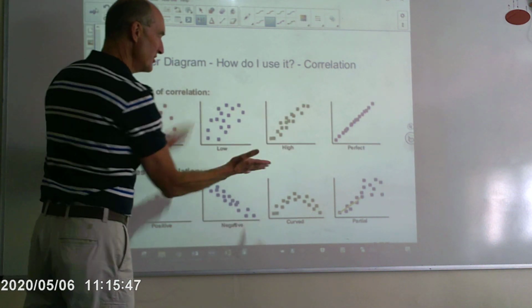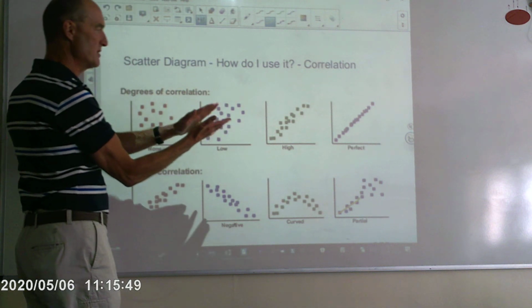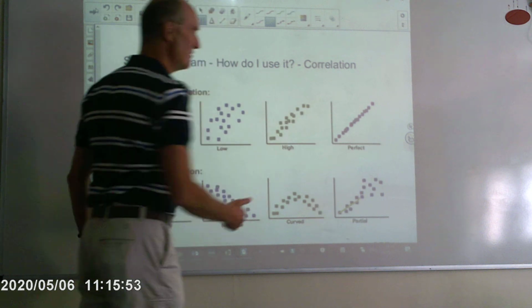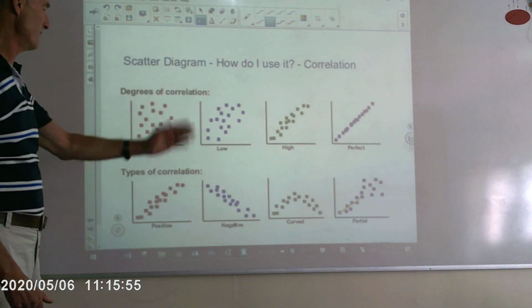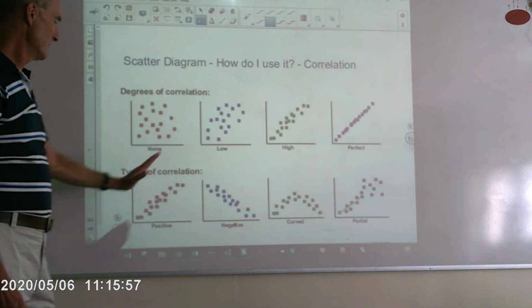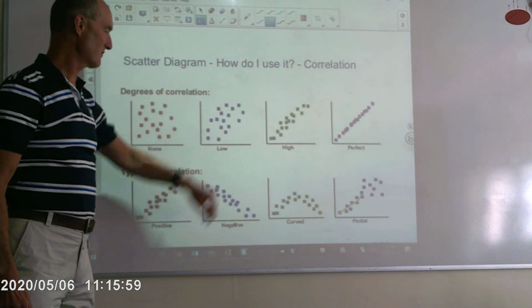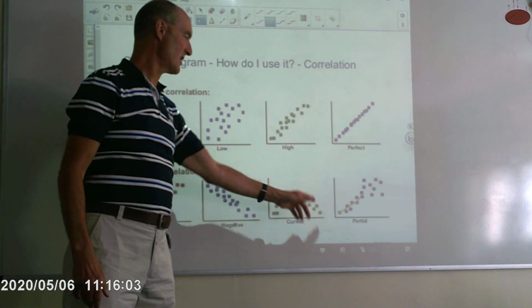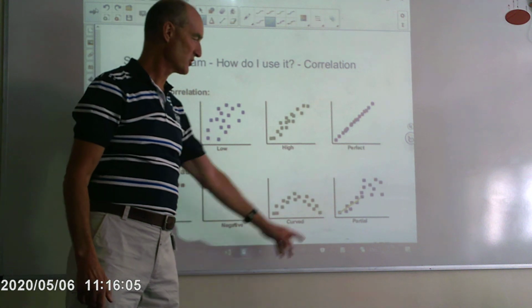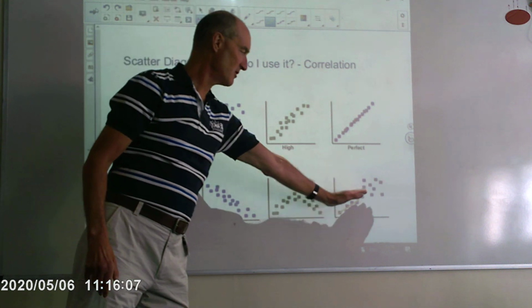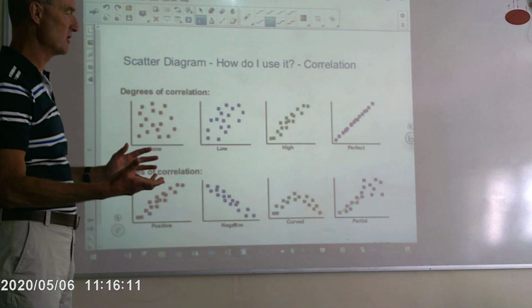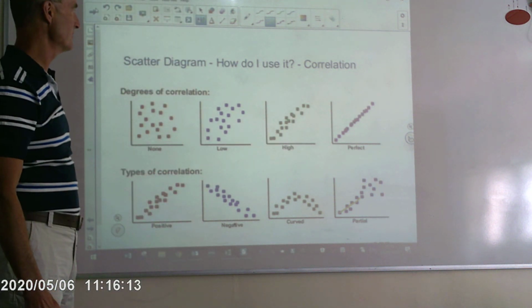High correlation is starting to get closer together, those points, still positive. And these, you can actually draw a straight line there, so it's a perfect correlation, a perfect positive correlation. Positive correlation, negative correlation. Curved correlation, you shouldn't really see that in examples that you're going to come across, and a partial correlation where it started off as a straight line and then it's scattered out and you can't draw a line of best fit effectively.